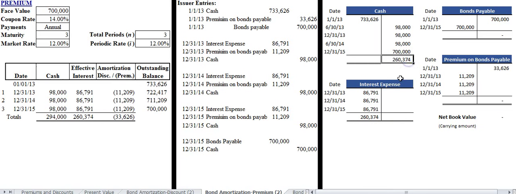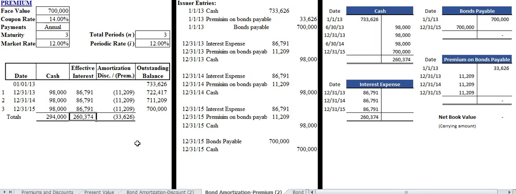And as you can see, you paid out $260,374 more cash than you received, right? According to the interest rate, you should have paid $294 more cash, but because you sold it at a premium, there's a reduction in cash that you have to pay, and so it turns out to be $260,374 because of the premium, you get $33,626 more than you initially expected due to the bond selling at a premium.